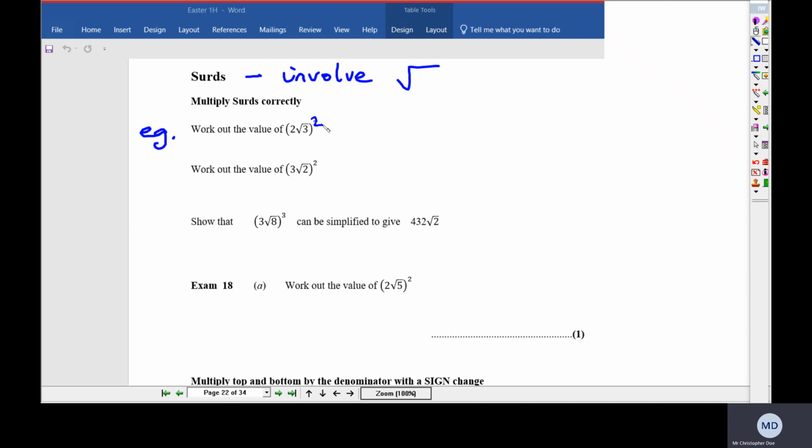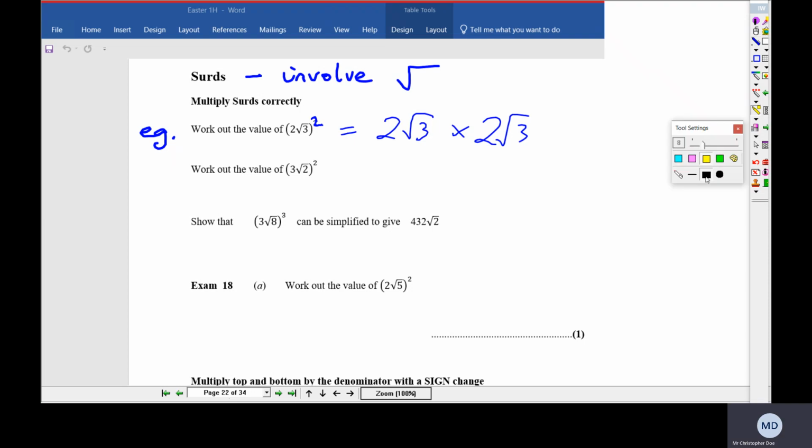Luca, any ideas? What do you think it's asking you to do? Yeah, square the numbers in the bracket. Square which numbers? 2 root 3. Square everything. Some of you didn't square everything, but it really means 2 root 3 times another 2 root 3. When you've got a big bracket and you're not quite sure what to do, it just means multiply it by itself. So maybe that's the easy way to think about it.